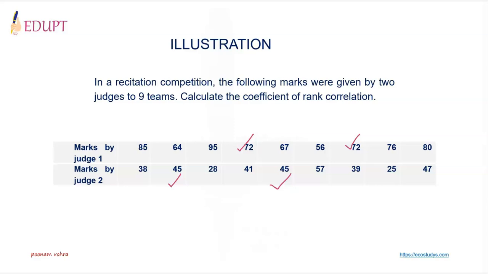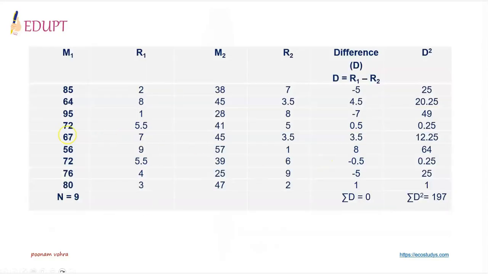In such a case, you need to find the coefficient of correlation. Let's understand how one can do that. Now let's have a look at the solution. You need to make 6 columns. Column 1, marks given by judge 1. Column 2, ranks according to the marks given by judge 1. Column 3, marks given by judge 2. Column 4, ranks according to the marks given by judge 2. Column 5, difference of the ranks. And column 6, square of the difference.